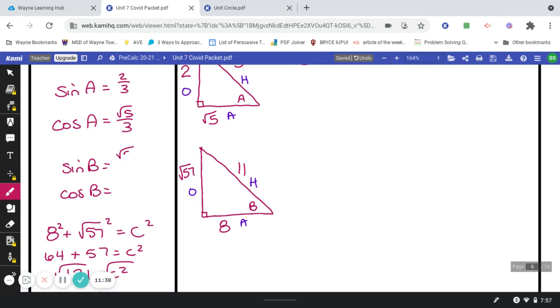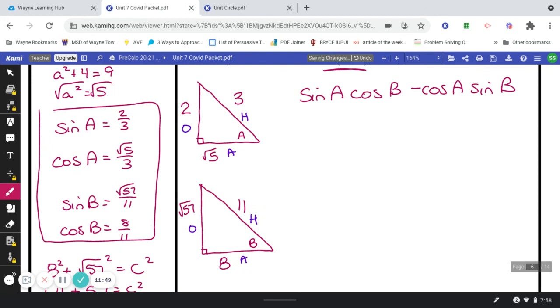Sine of B should be square root of 57 over 11. And cosine of B should be 8 over 11. And now that you have these four things right here, we're just going to put them in the correct places into our formula. So sine of A, 2/3. Cosine of B, look over here on the left, 8 over 11. Cosine of A, come over to the left side. Just write it down. You've already done the work to set up the answers. Now you're just putting everything in the correct place.